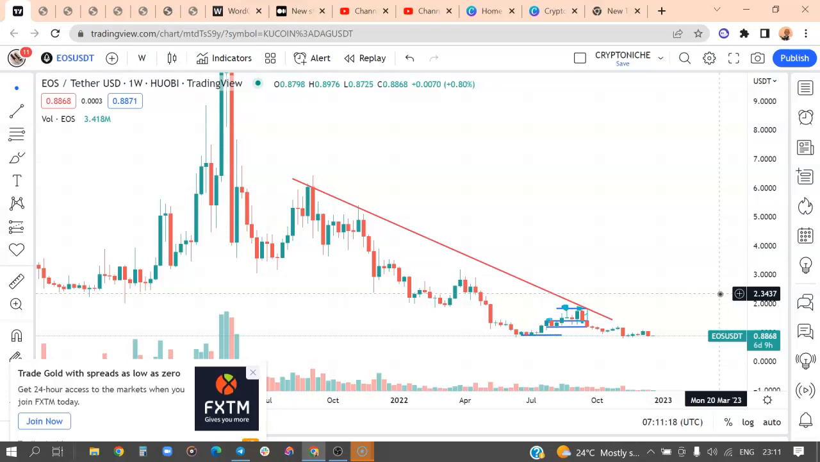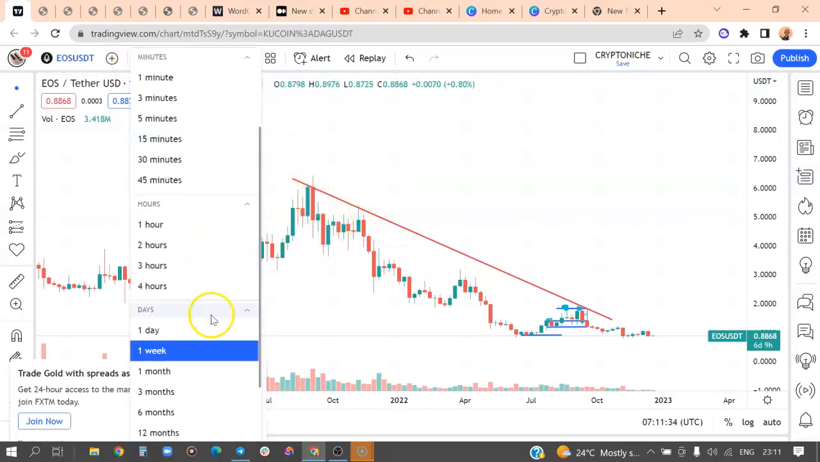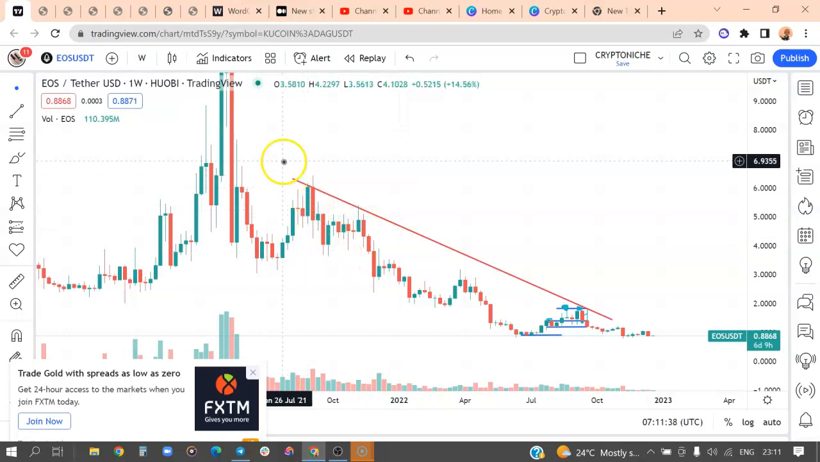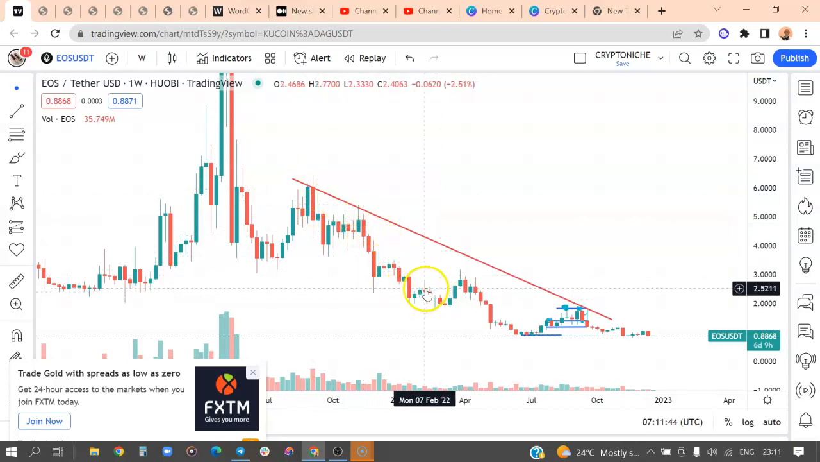So if you want to trade EOS, you've got to be able to pay attention to what is happening on the chart, right? Because the charts don't lie. There's a saying that charts don't lie. So this is the first macro level, and as you can see right here, it's got a lower high here, a lower low here, lower low here, lower low here.